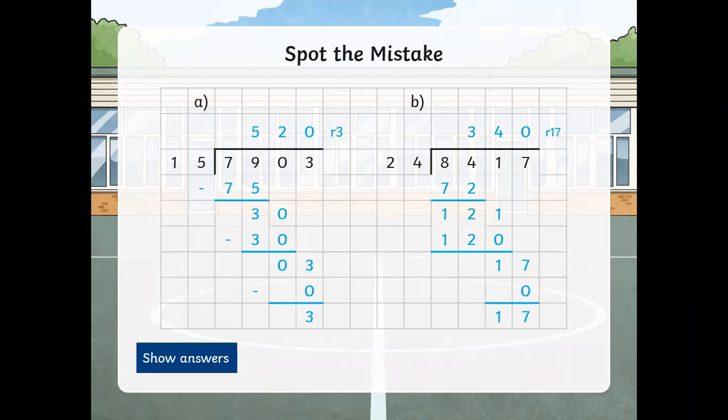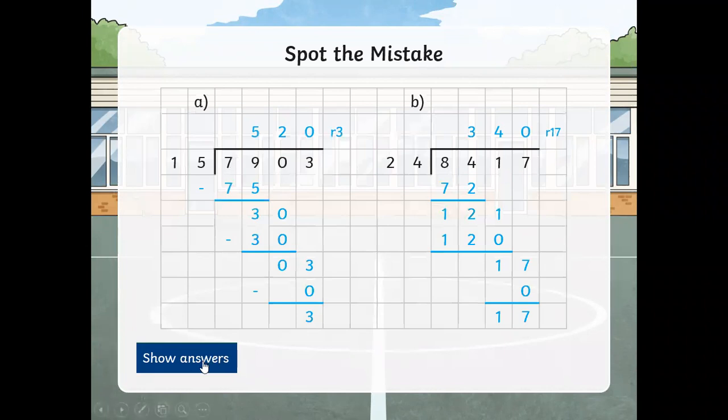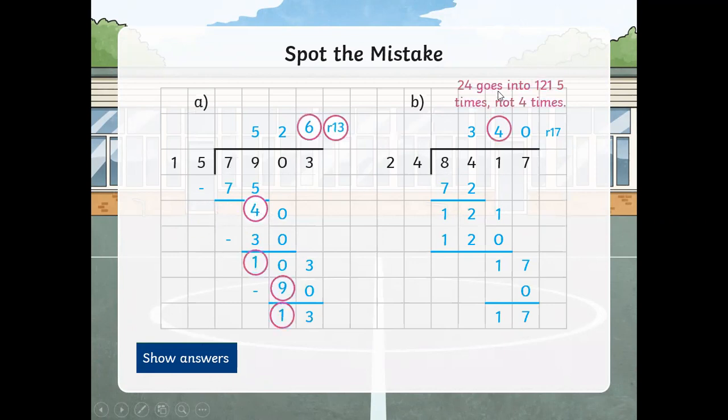Spot the mistake. Pause here, and I'll leave it up to you to spot the mistake. Oops, I want to go on. Yeah, and show the answers. So 79 minus 75 is not 3, it's 4. And then 24 goes into, yeah, it's a bit quick with those things. Pause the video there if you can read them, and there are all the mistakes corrected.